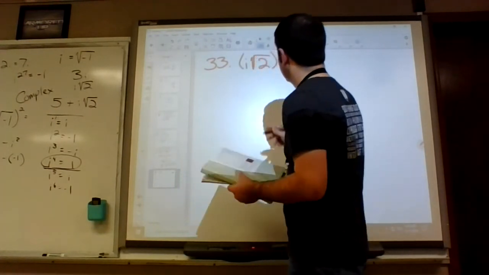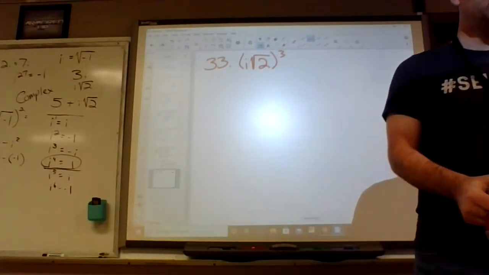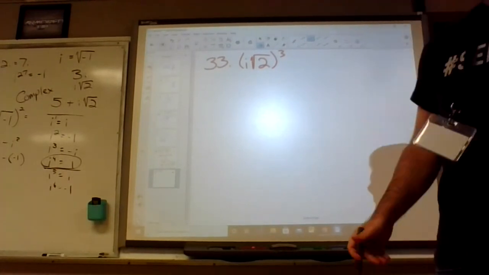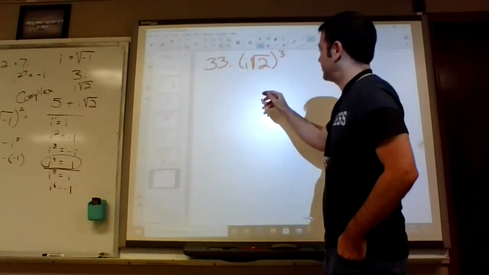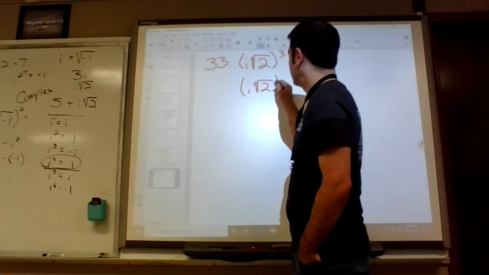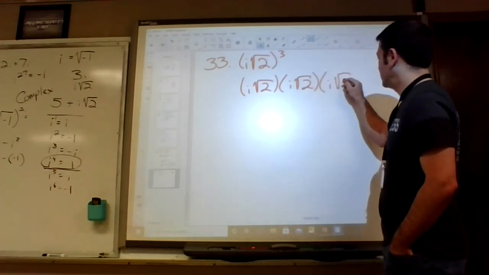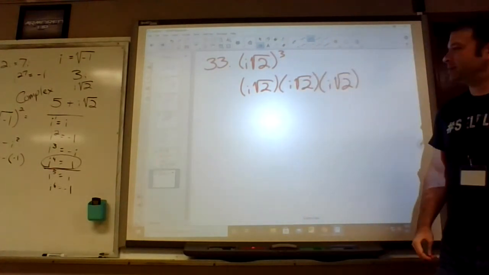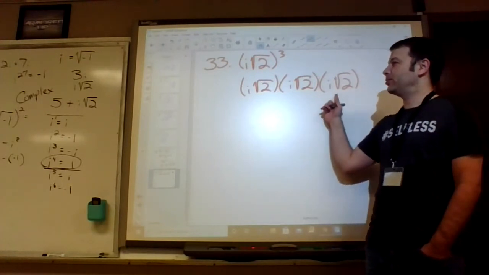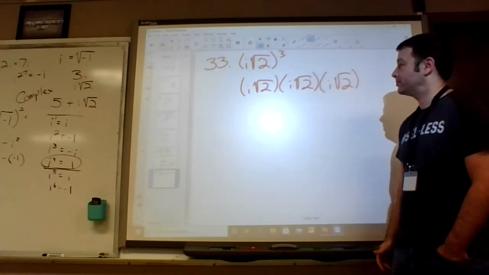Alright. What do you guys think for this one? So, the cube means we're multiplying it by itself 3 times, right? So it's i squared root of 2 times i squared root of 2 times i squared root of 2. Does order of multiplication matter? No. So that means I can multiply whatever I want to whatever I want, because all this stuff is multiplied together. The parentheses don't really matter.